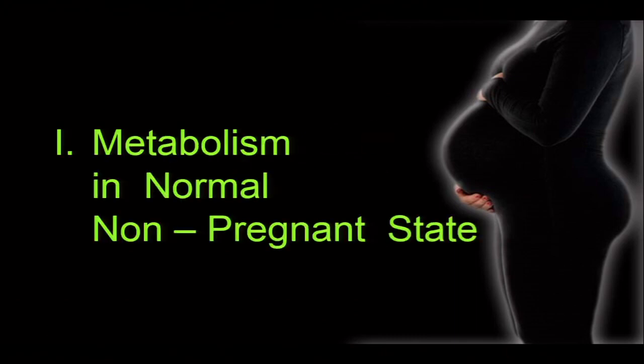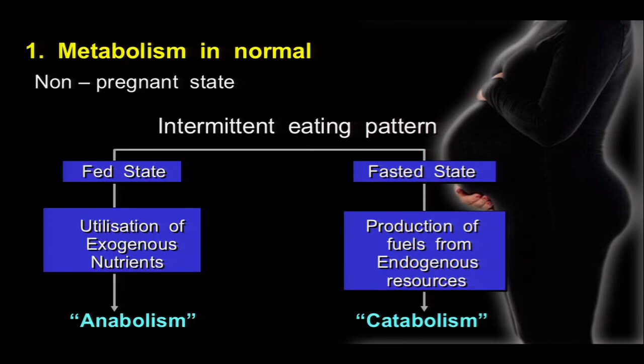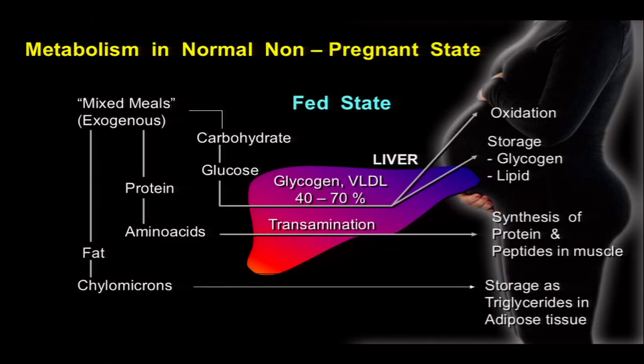I have divided my talk into two parts. Part one will strictly confine itself to the pathophysiology and metabolism in the normal non-pregnant state. In the normal non-pregnant state, by virtue of our intermittent eating pattern, you have a fed state and a fasted state. During the fed state, there is utilization of exogenous nutrients resulting in anabolism. And during the fasted state, you have production of fuels from the endogenous resources, therefore there is catabolism. Now let's look at it in greater detail.